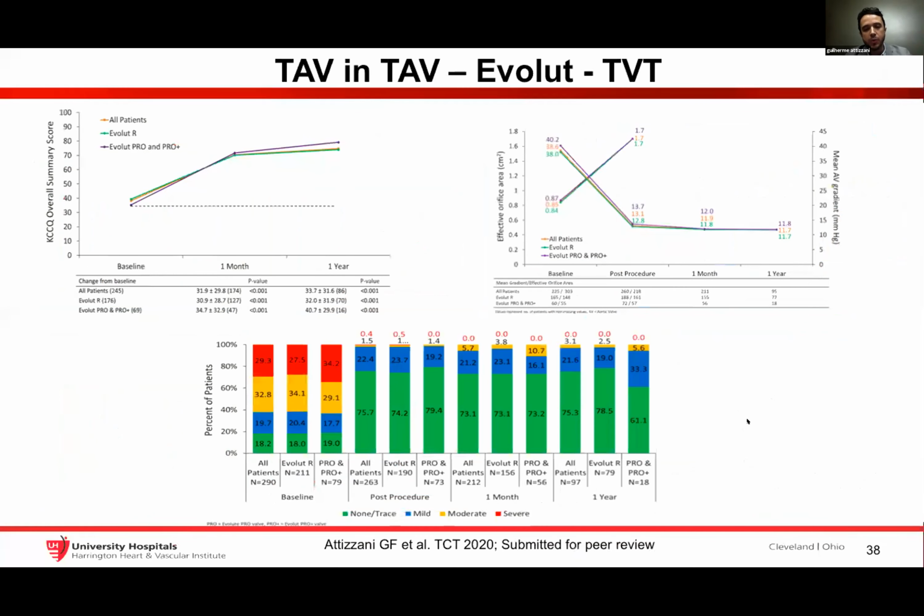And finally, I just wanted to share with you the data that we presented at TCT. This is the largest experience of TAVR in TAVR that we have, also under review, showing that the performance of the Evolut platform was great in this series of more than 200 patients, with low gradients, low teen gradients, and very low rates of paravalvular leak.